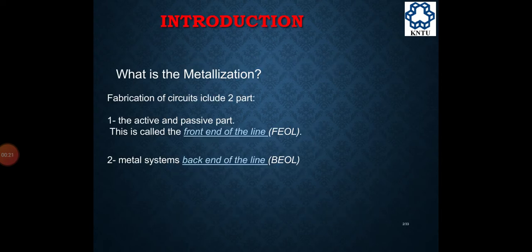First of all, introduction. What is metallization? The fabrication of a circuit includes two parts, the active and passive part. This is called the front end of the line, and the middle system, the back end of the line. Basically, metallization is the final step in the wafer fabrication sequence. Metallization is the process by which the components of the ICs are interconnected by aluminum conductor.